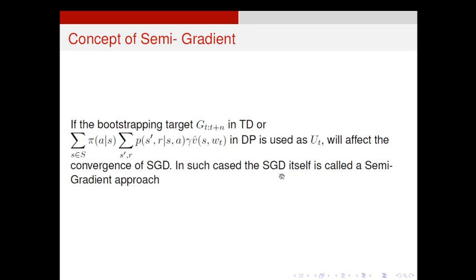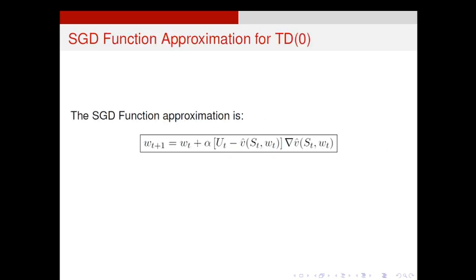In such cases, SGD itself is called a semi-gradient approach. SGD is termed semi-gradient because it is not to the full extent of gradient measures. So semi-gradient is not a new thing. Semi-gradient is a term used to denote a not fully stochastic gradient environment.